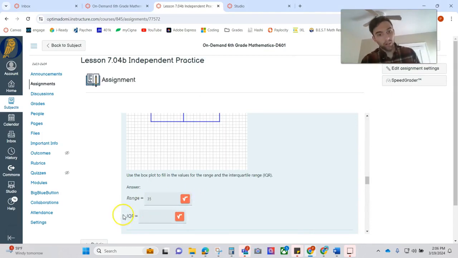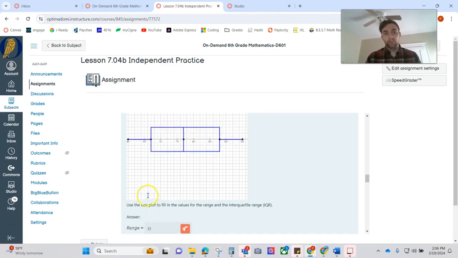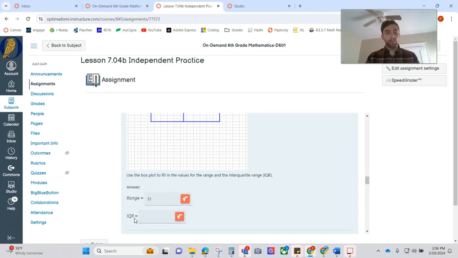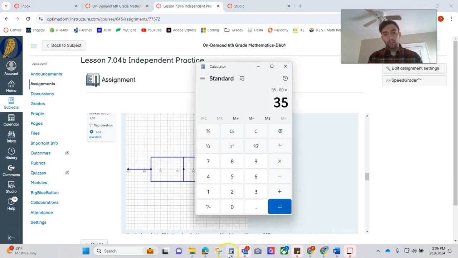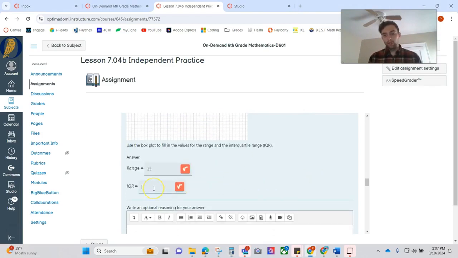Interquartile range, IQR, is very similar to range, but instead of doing the biggest number minus the smallest number, we do quartile 3 minus quartile 1, or the ends of the boxes minus each other. So this box, quartile 3, this line, minus quartile 1 over here. Quartile 3 is 85, 86, 87, 88. Down here is 65, 66, 67. So quartile 3 is 88. Quartile 1 is 67. Let's minus those. 88 minus 67. Answer is 21.